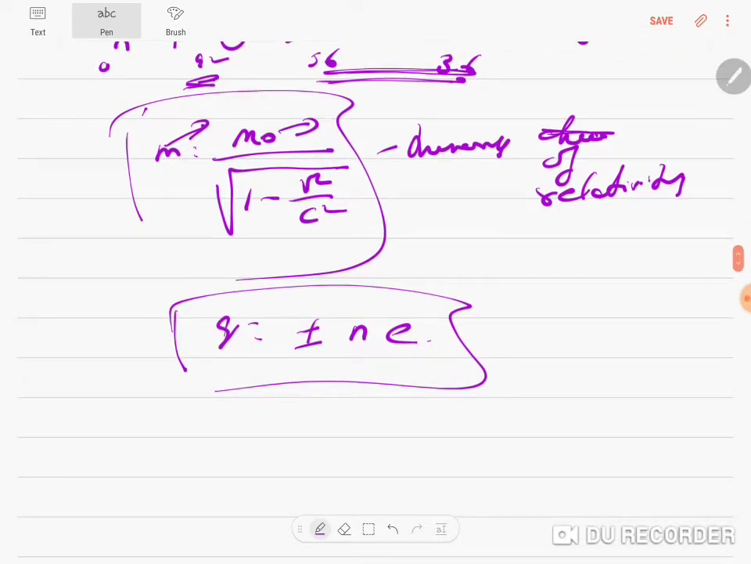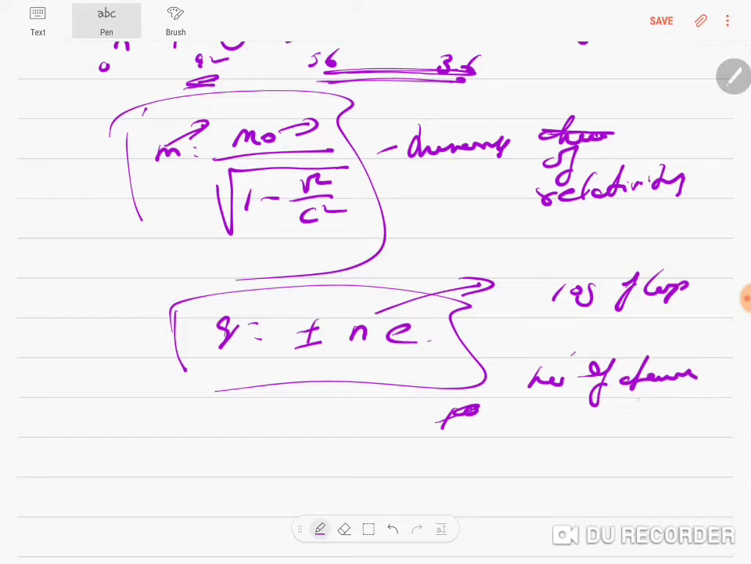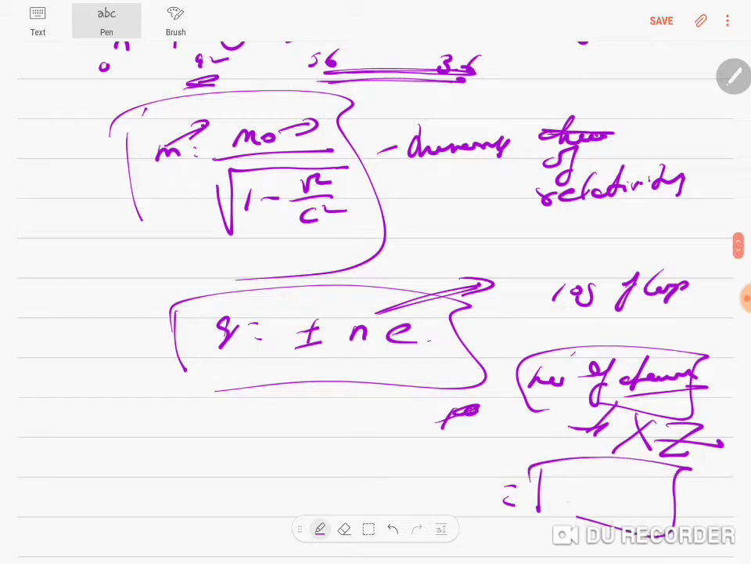Okay, where they would have given you, say, 10 grams of copper. In that case, you write given mass by molar mass into Avogadro number, which will give you the number of atoms. You only get the number of atoms, and you want to get the charged particles. Each atom will have so many charges, right? Say the atomic number, so you'll have to multiply that with the atomic number Z, so that you get the total number of charged particles.